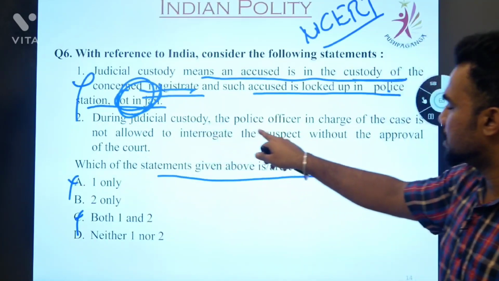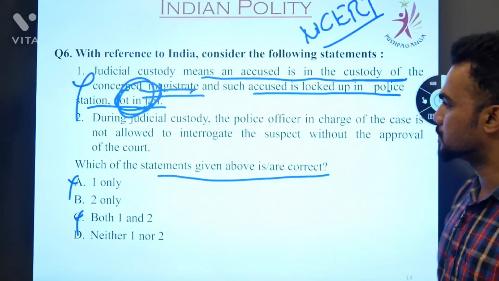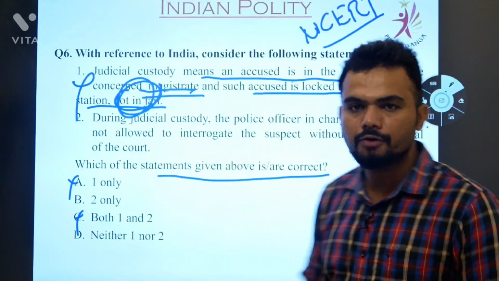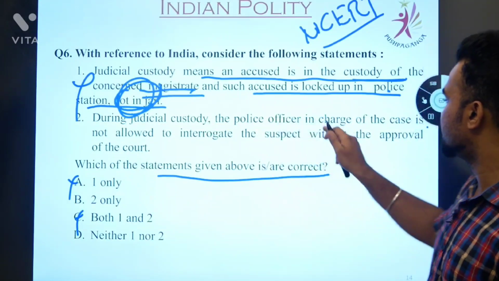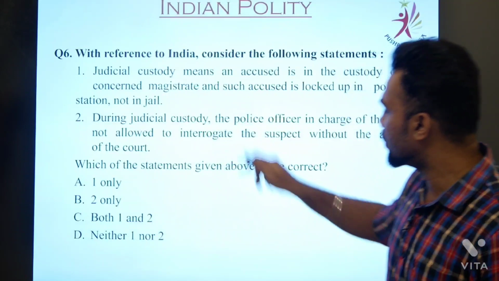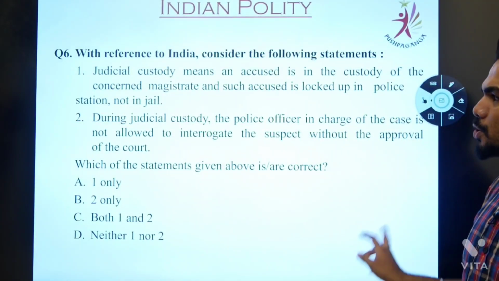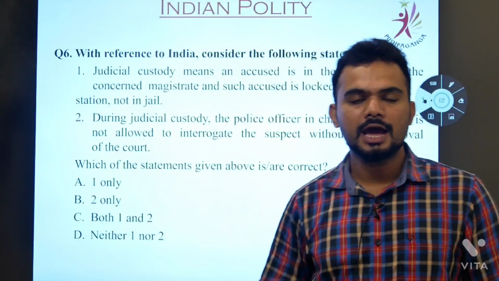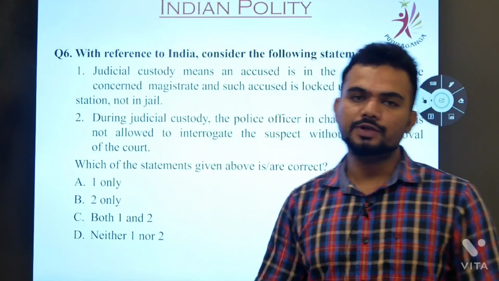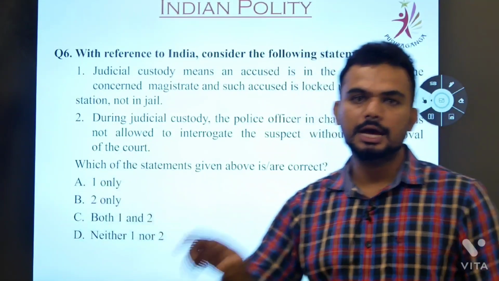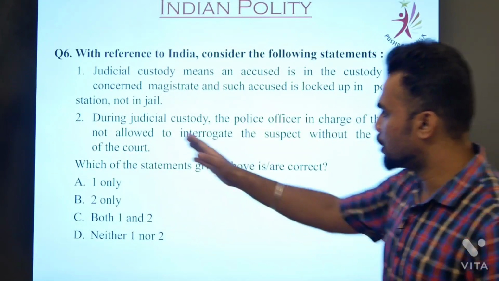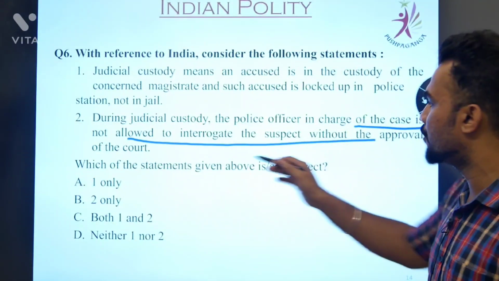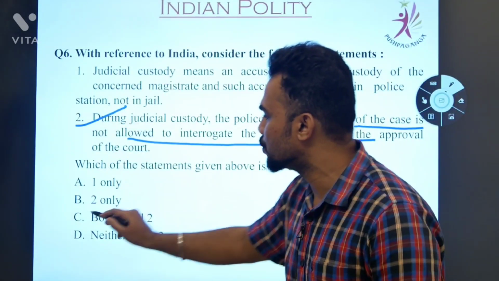So now, during the judicial custody, the police officer, the next option, we go with this. During the judicial custody, the police officer in charge of the case is not allowed to interrogate the suspect without the approval of the court. Okay, it says that. As I said earlier, within 24 hours he has to be presented before the magistrate, and then after the magistrate gives permission, the police can interrogate. Whether he will be granted to police custody or to judicial custody, based on the magistrate, he will be taken for interrogation. The approval of the court is nothing but the magistrate. So this answer is right. So we'll go with B only.